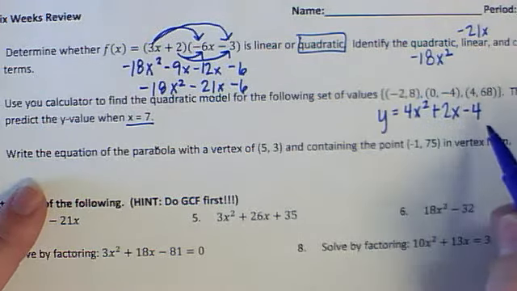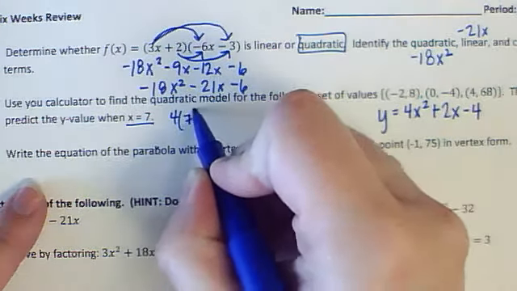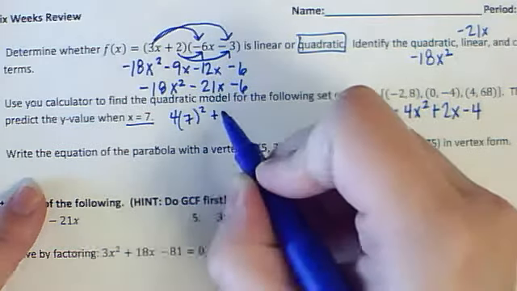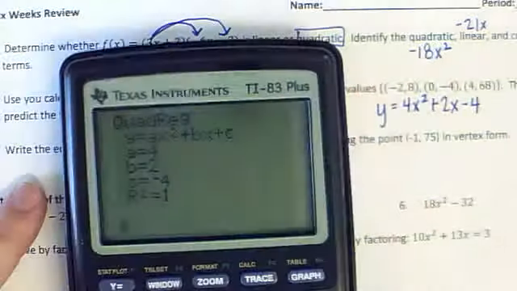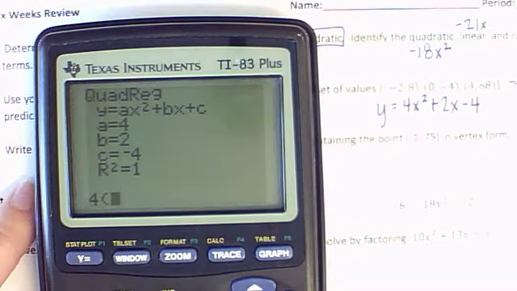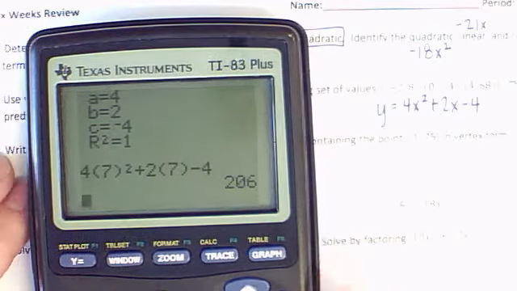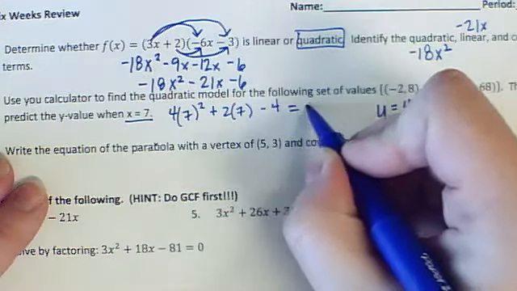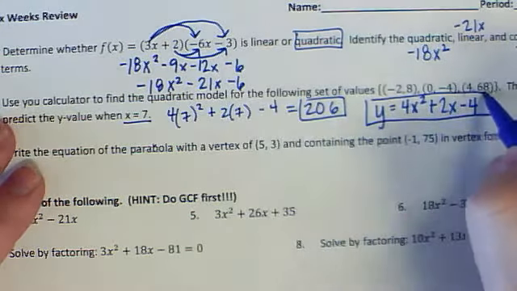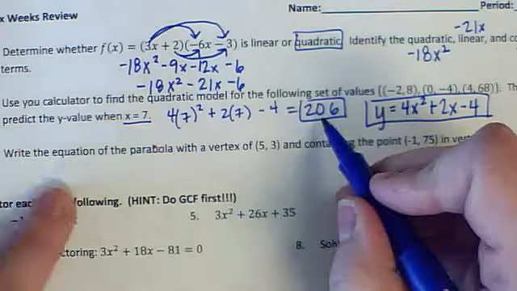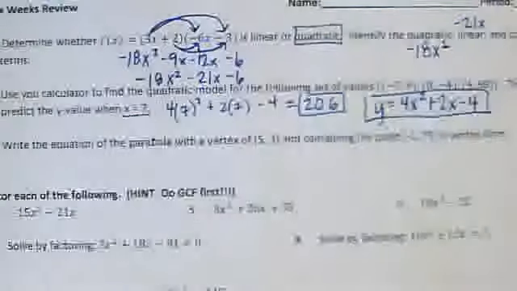So I'm going to take 7 and plug it in. So 4 times 7 squared plus 2 times 7 minus 4. If we do that in the calculator, I get 206. So when x is 7, y is 206. So both of these are your answers. Here's your quadratic model, here's your y value when x is 7.